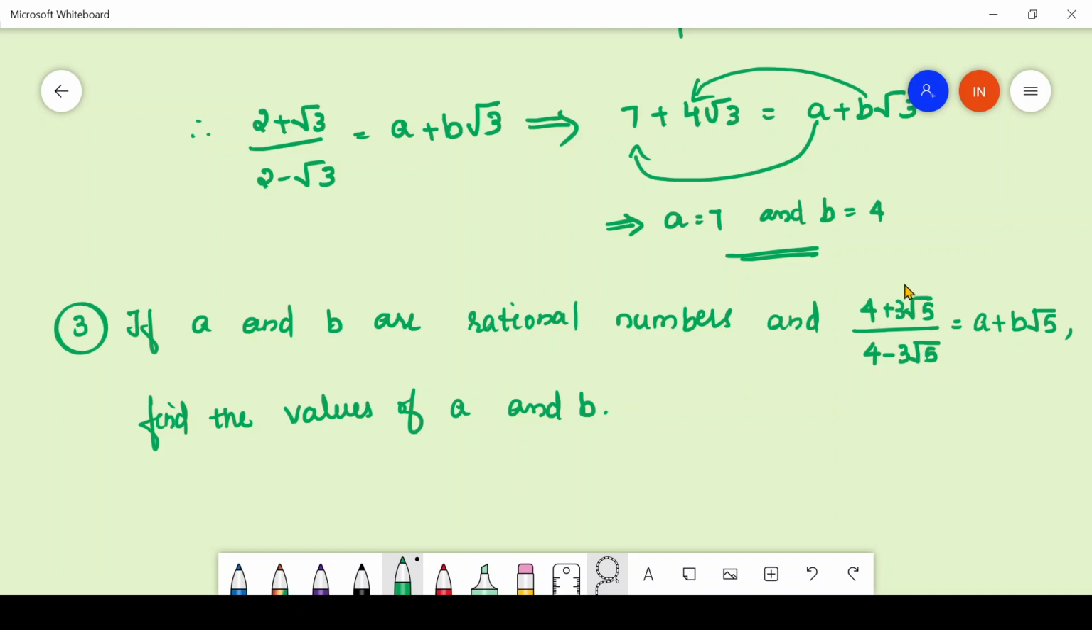So you have to take this (4 plus 3 root 5) by (4 minus 3 root 5). Take the conjugate, multiply the numerator and denominator, then use the identities required and solve it. You will get an answer in this format and you can equate to it A and B. I hope you can do it and you will comment it in the comment section. It's clear, right?